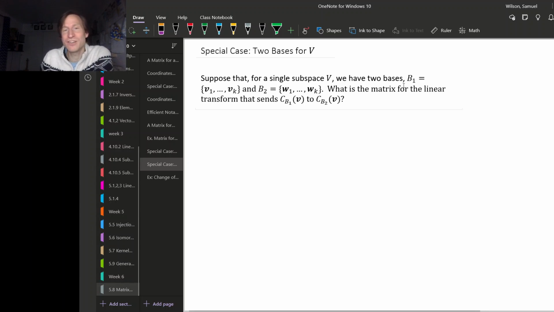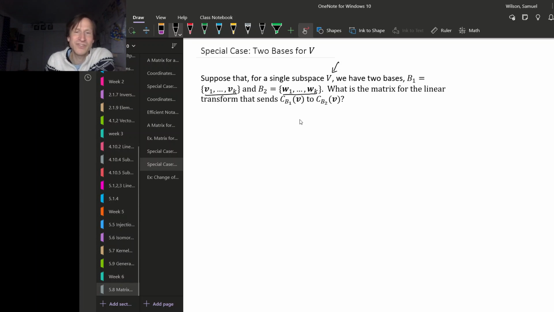Another nice special case of finding a matrix for a linear transformation relative to some bases is if you really don't have a linear transformation and you just want to switch from one basis to another. So you want to say you have coordinates relative to one basis and you want to find coordinates relative to another. In this case, be a little careful. In this example, the v's and the w's are actually both bases for the subspace V. So there is no other subspace W, just V.